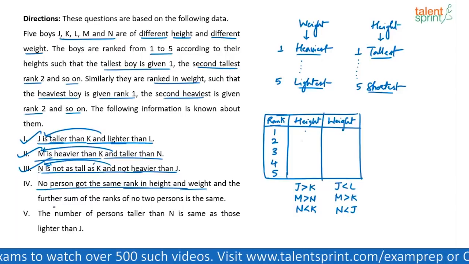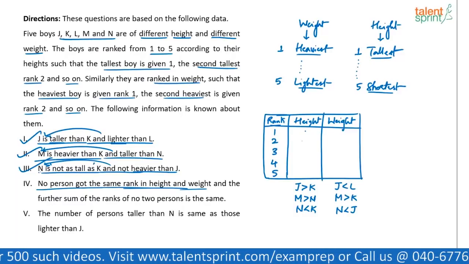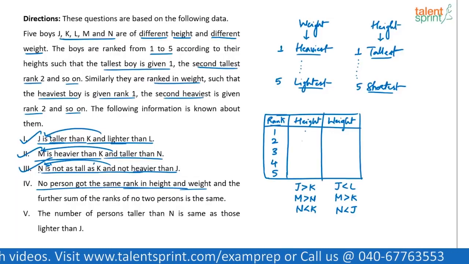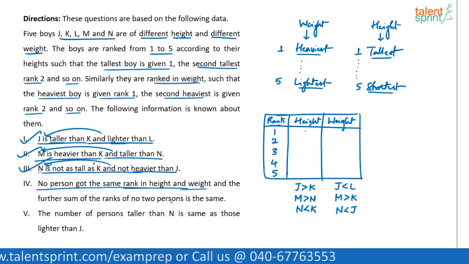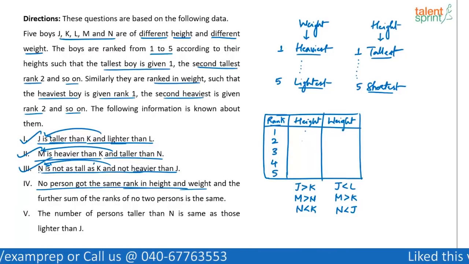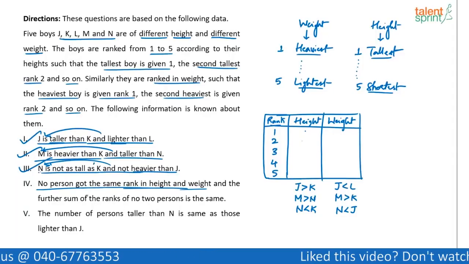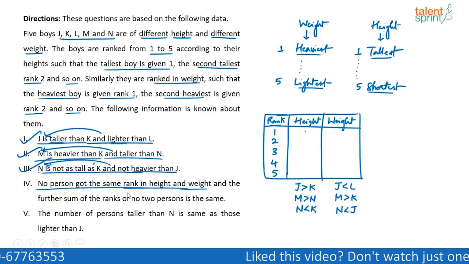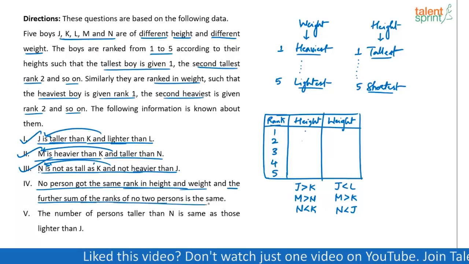And further, the sum of the ranks of no two persons is the same. Now that's something we need to really understand, right? What does it mean? Sum of the ranks of no two persons is the same. Meaning, for every person, when you add the rank of their height and the rank of their weight, it is going to give you a different number. You're able to follow?